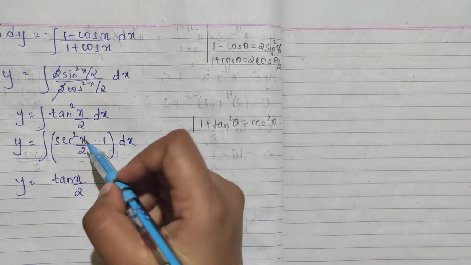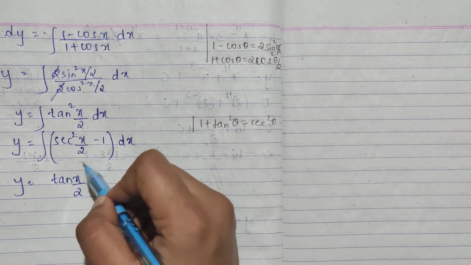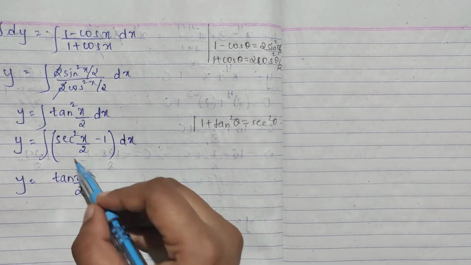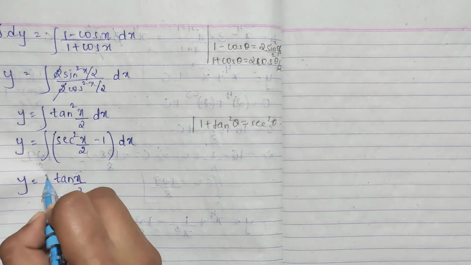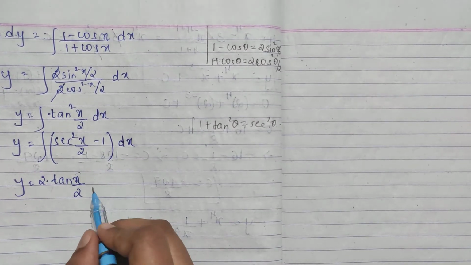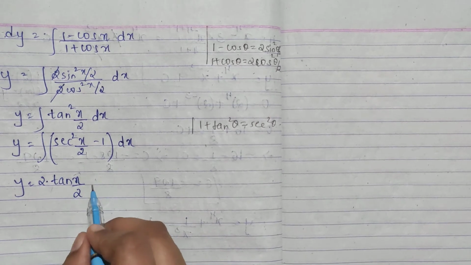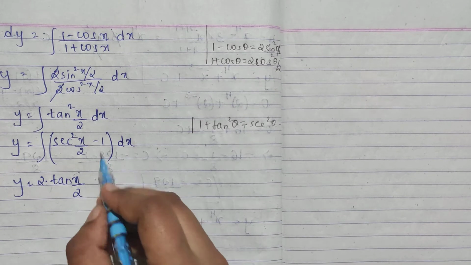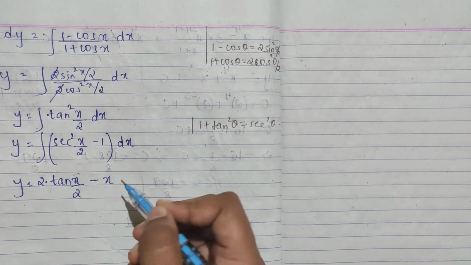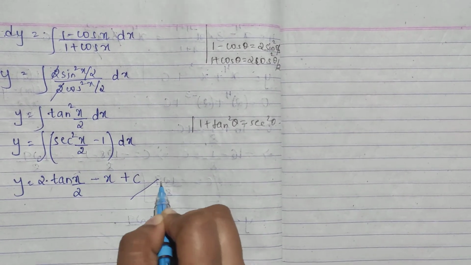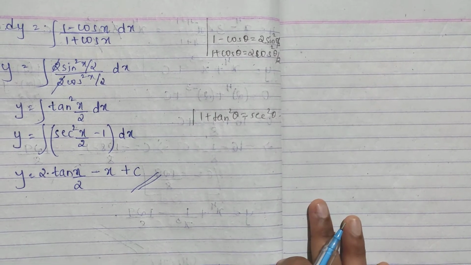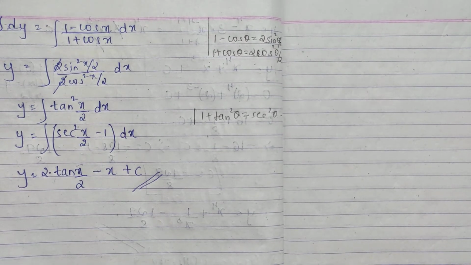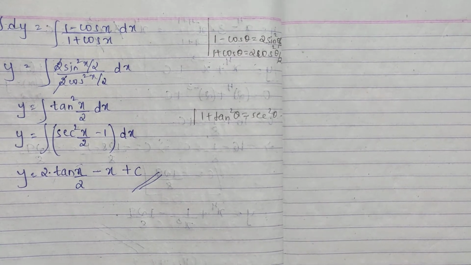But here you see it is x by 2, so it will be a chain rule. When it is chain rule, you take the derivative of x by 2, which becomes 1 by 2. In integration, the division part comes to the numerator, so it becomes 2, minus x plus c. So the integration of secant square x by 2 minus 1 is 2 tan x by 2 minus x plus c. I hope this is clear for you all.